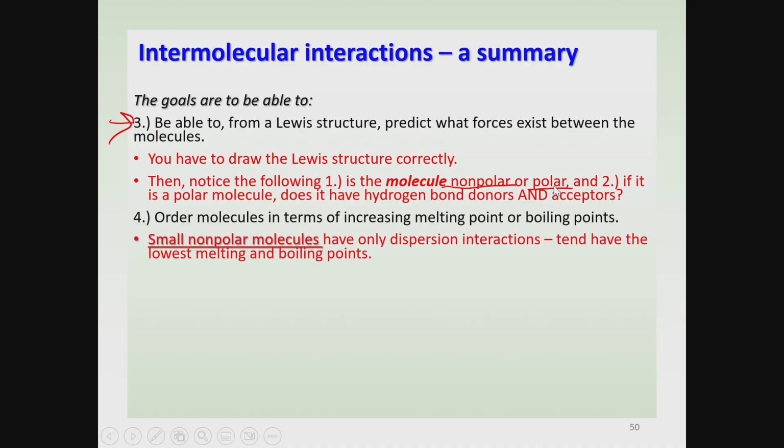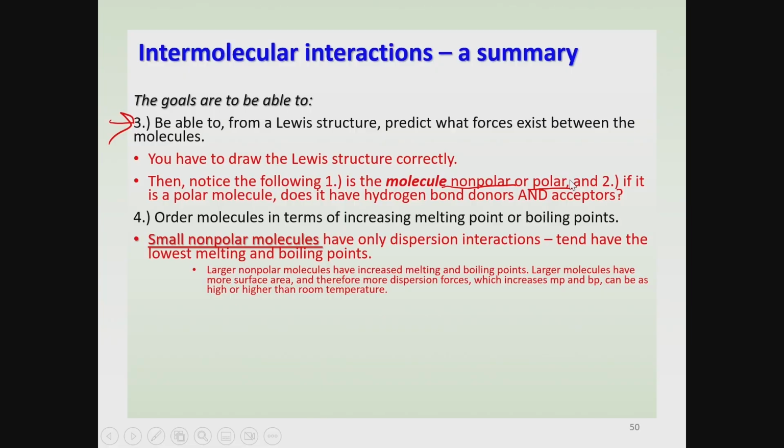Let me give you a guide on how to do that. Again, you'll have to draw Lewis structures for the molecules that you're analyzing. And the rule is this: if the molecule appears to be a small nonpolar molecule, it will only have dispersion forces. And those molecules tend to have the lowest melting and boiling points.